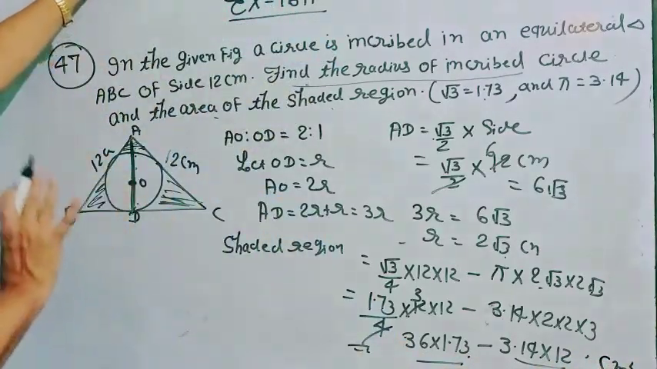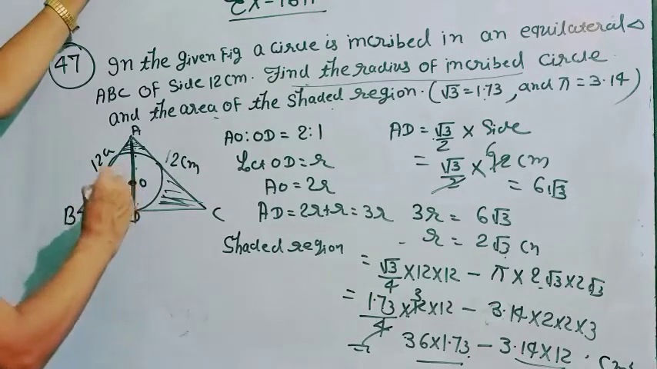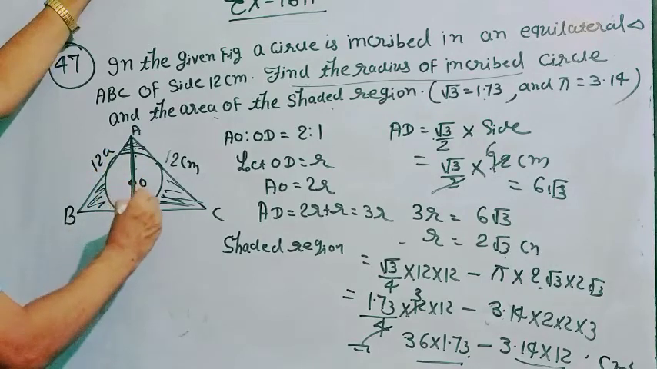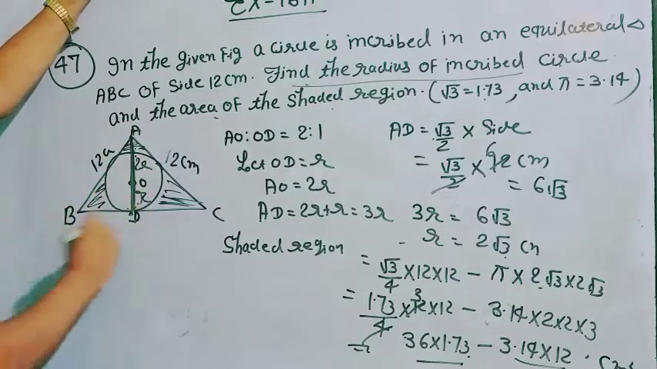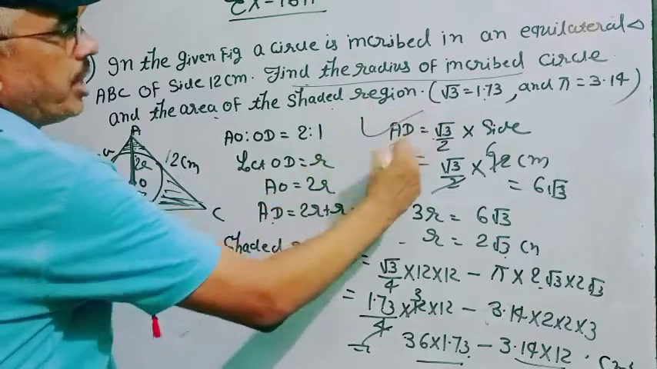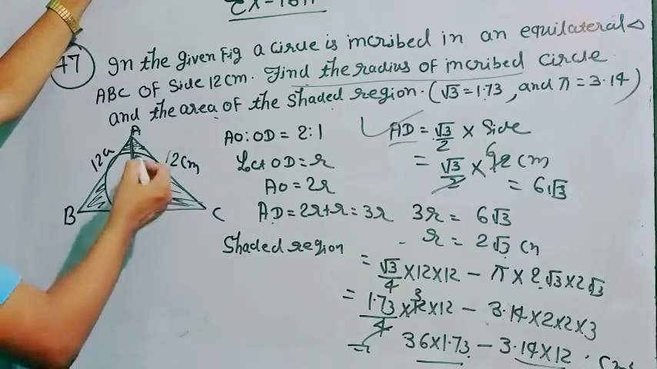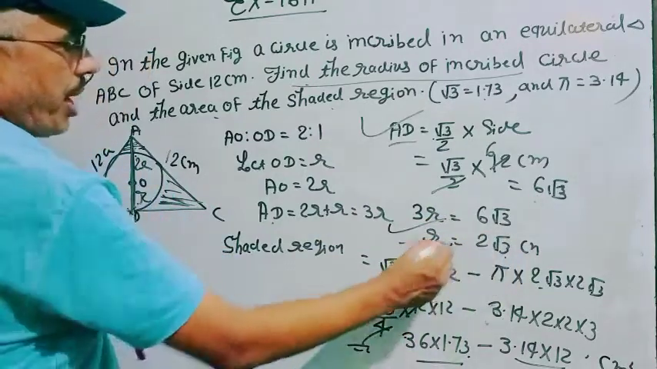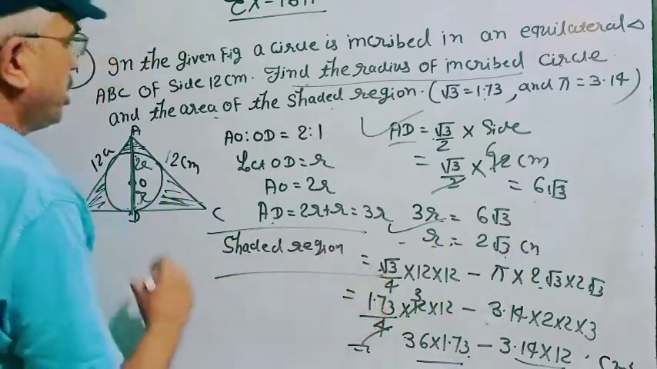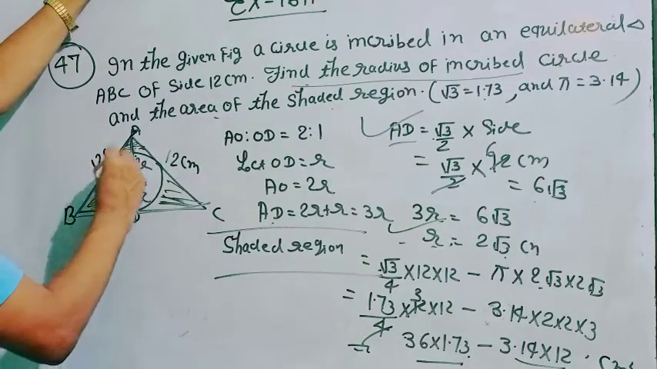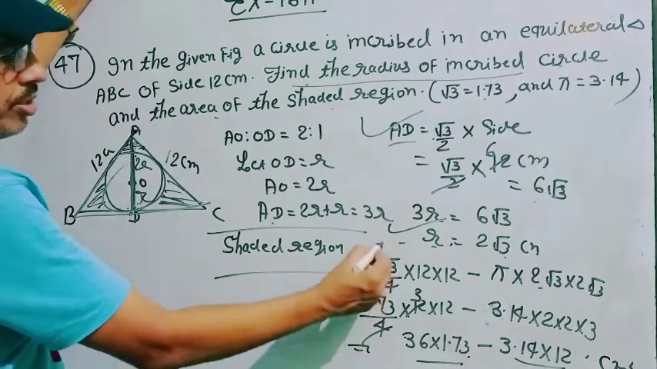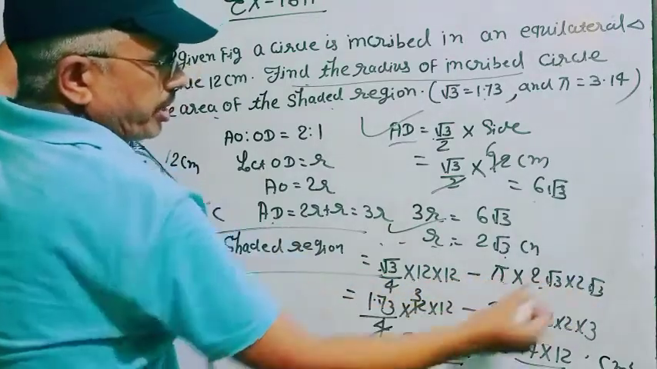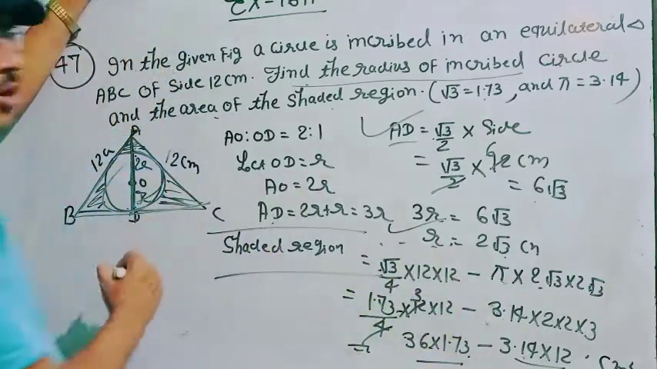region. So what do I conclude here? First we conclude that the centroid divides the altitude in the ratio 2:1. Suppose it is R, then it is 2R, then AD is 3R, and we find AD with the formula for the altitude of an equilateral triangle, root 3 by 2 into side, that is 6 root 3. So from here you find R. Once you find R, the area of the shaded region is the area of the equilateral triangle minus the area of the circle. The equilateral triangle area is root 3 by 4 into side square, and the circle area is pi into R into R, that is pi R square. So you subtract this, and then you get your solution.